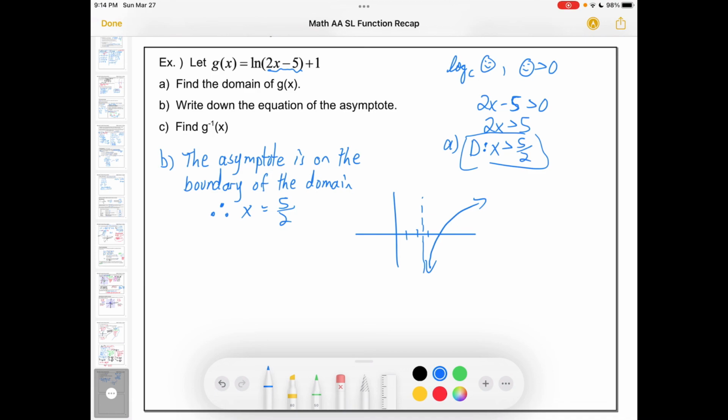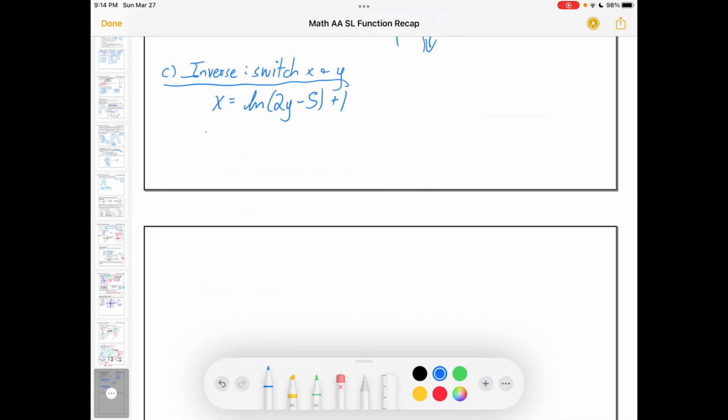Lastly, we're asked once again to find an inverse. So you're probably thinking, oh no, that last one had a lot of possibilities. I think this one will be more straightforward. So the original means y equals ln of 2x minus 5 plus 1. The inverse tells us to switch x and y. So we will have x equals ln of 2y minus 5 plus 1. And our goal is to get y on its own. Let's move that 1 over.